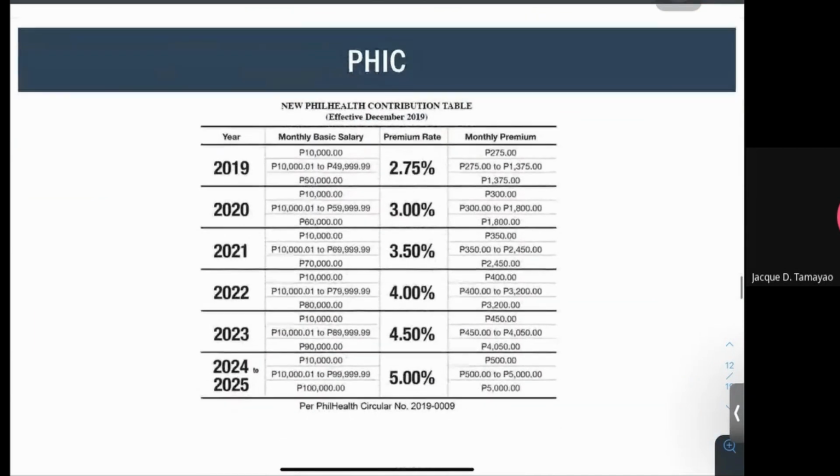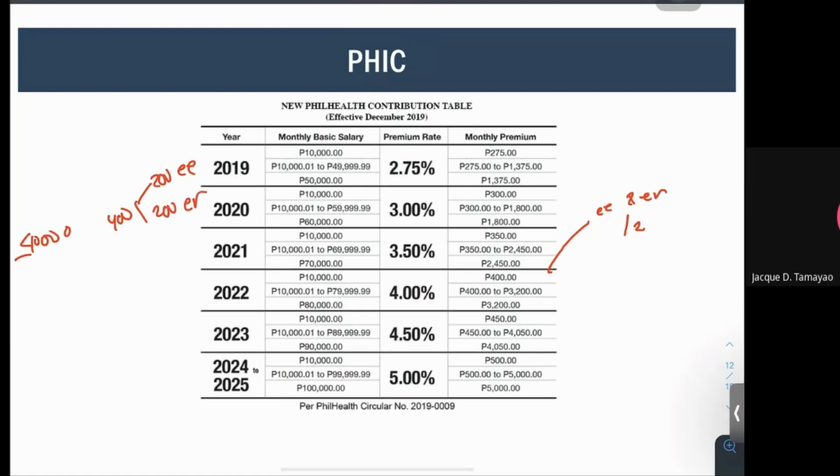How about your PhilHealth? For PhilHealth, this is something that changes every year based on the law which created the PhilHealth contribution. The total contribution here is the contribution both for employee and employer. Therefore, you need to divide it by 2 to get the amount for employee and employer. So here, if it's less than or equal to 10,000, you pay 400. So in short, 200 for employee, 200 for employer.